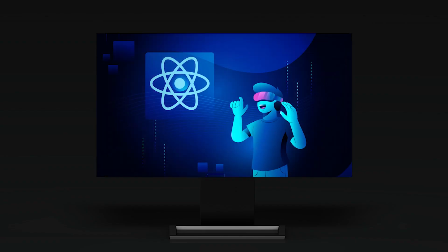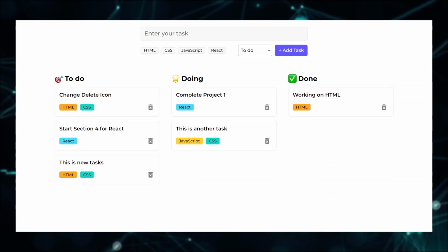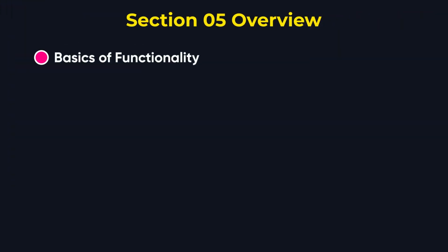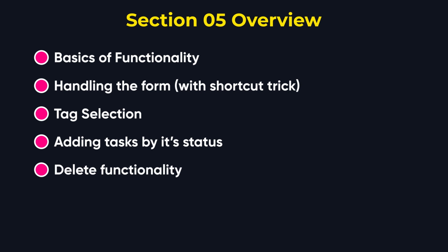Welcome to section 5 of the Ultimate React course. In this section, we will complete our first project, which is the task track application. We will understand the basics of functionality, handling forms, selecting tags, and then adding tasks by their properties, and implement delete functionality. We will also learn the second most important hook of React, which is useEffect. After completing this section, your confidence in creating React applications will increase. So I am very excited about this and hope you are too. So let's dive into this section.